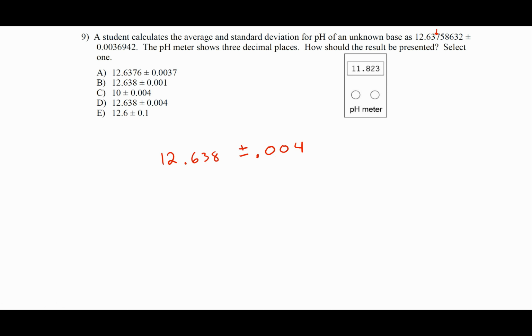12.638. Am I doing more precise than my instrument? My instrument goes to the third decimal place, 0.001. What's bigger, 0.001 or 0.004? 0.004 is, ergo, that's my answer. The answer for 9 is D.